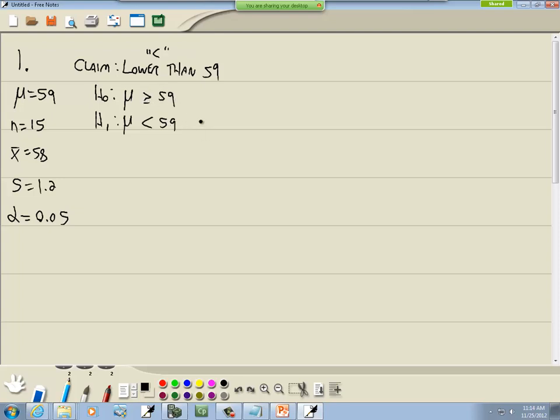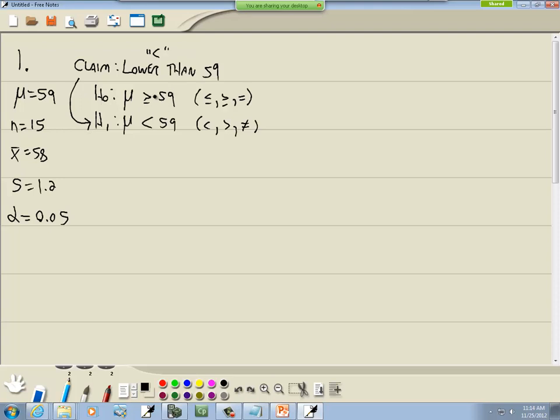Now the only symbols you can put on H1 are less than, greater than, or not equal to. The only symbols you can put on H naught are less than or equal to, greater than or equal to, or equal to. When we had a lower than, a less than, we knew it had to go in here. It's the only place you could put that symbol. So our claim matches H1.